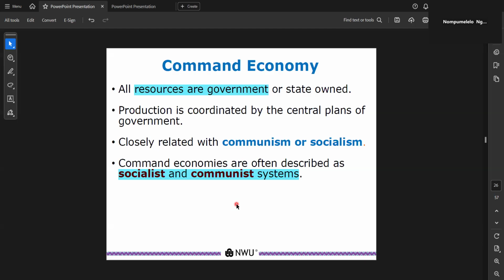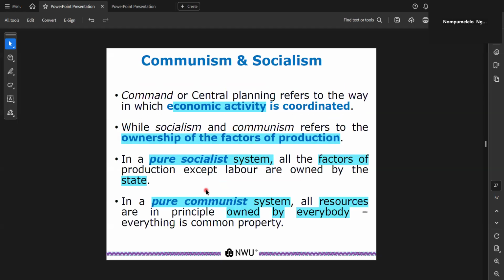They say it is closely related to communism and socialism. I'm just going to explain this, but I don't think we have to know it for now. Command economies are often described as socialist and communist. A pure socialist system is whereby all the factors of production are owned by the state. And a pure communist system is whereby all resources are owned by everybody.